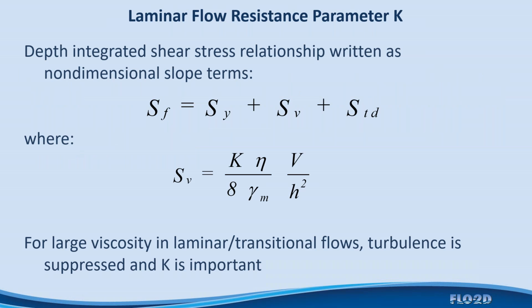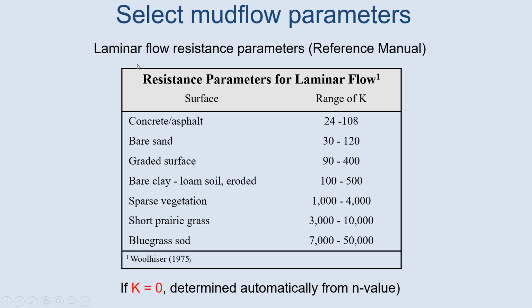So there is one other parameter that I have in my yield stress versus rate of strain relationship. For the viscous stresses, I have a laminar flow resistance parameter, and this occurs for laminar to transitional flows. It was measured by some researchers from CSU. Woolhiser, back in 1975, created some range of laminar flow resistance factors here.